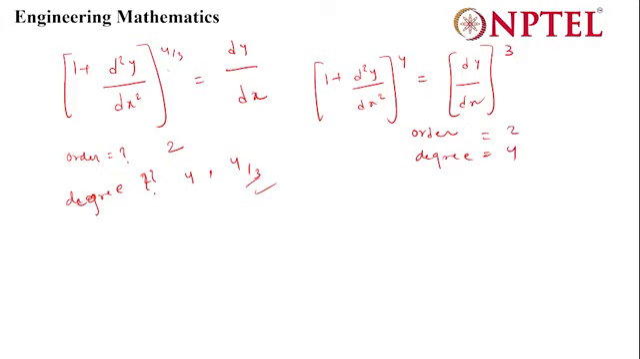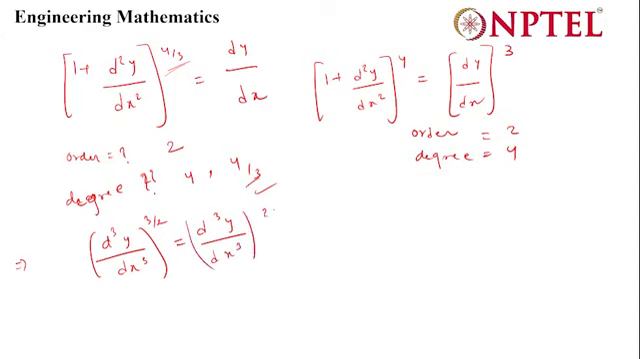Firstly, just try to convert your degree power into an integer number. Then it will be easier to check what is the order and what is the degree. One more example. Tell me the order and degree. Solve this and tell me.